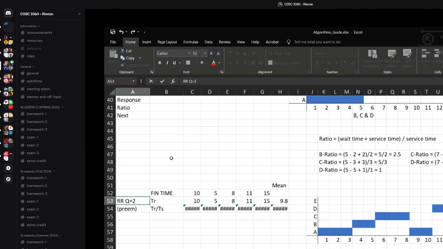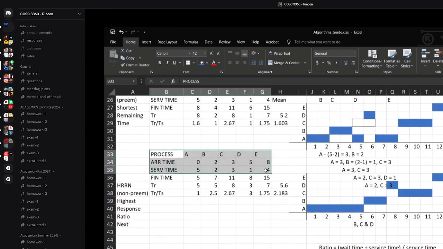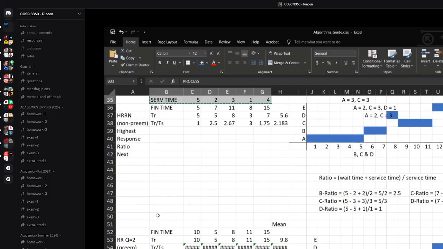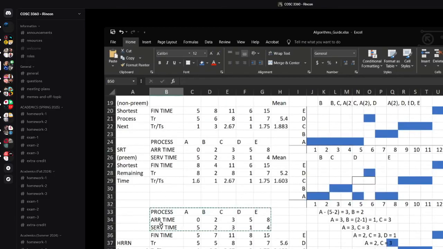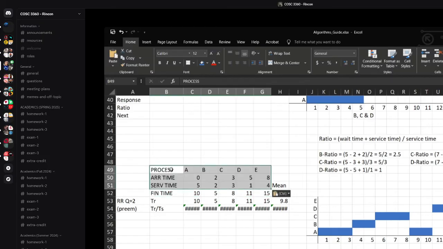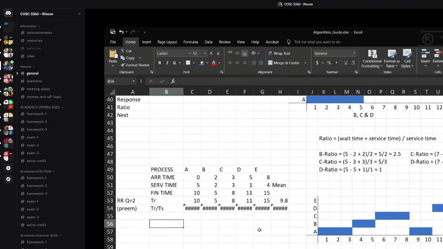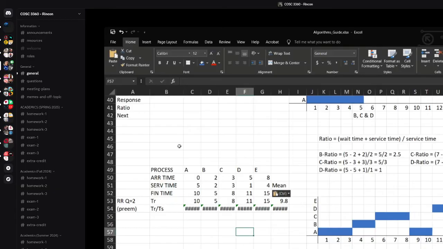But this time the quantum is equal to 2, just to make it a little bit harder, or not easier, but just to solidify our understanding of this. Okay, here we go. Something like this. And don't worry, I will also post this updated Excel sheet in the group chat so everybody can see it too. Okay, so just to go over this example one more time.